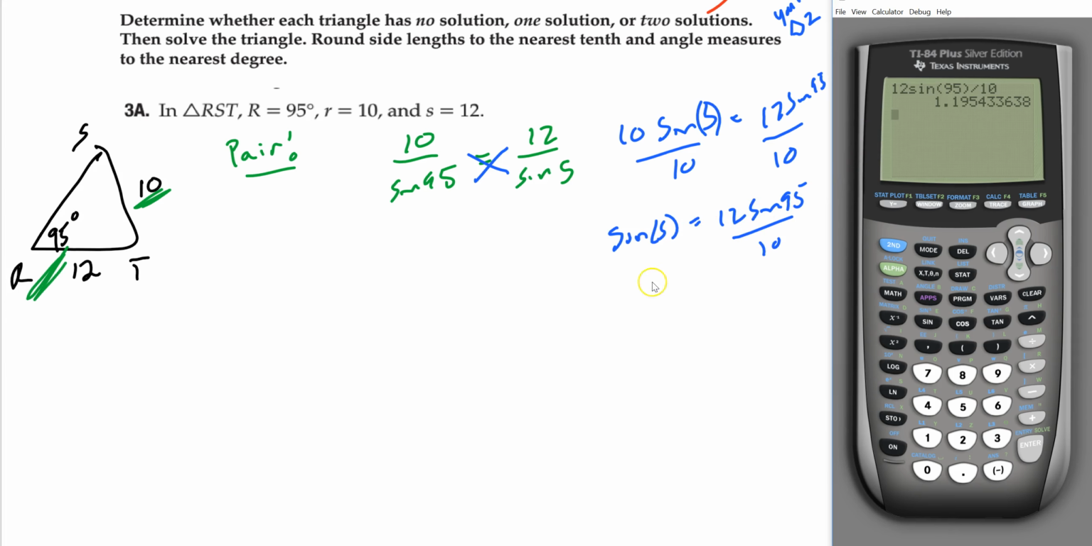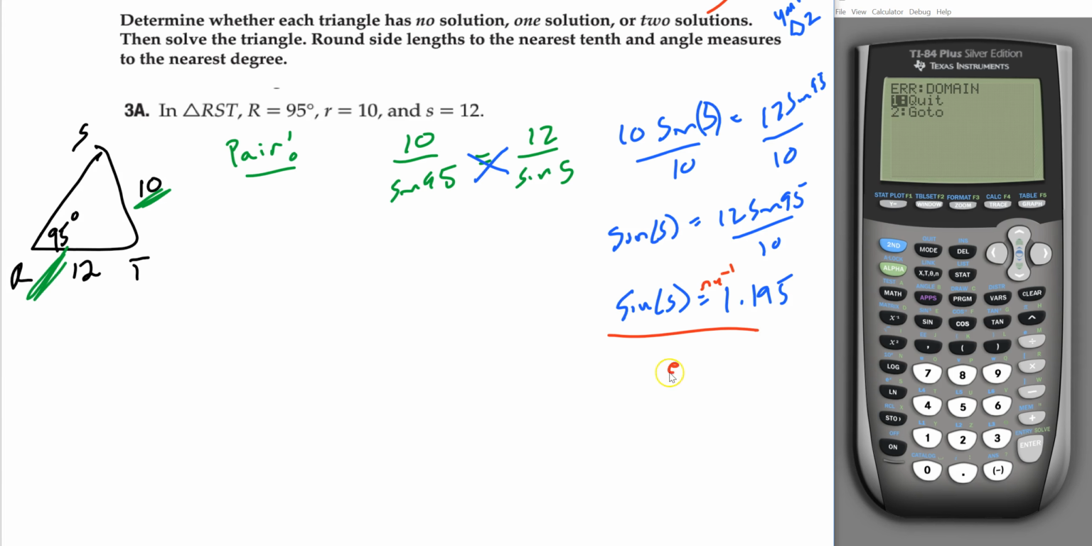I plugged it in my calculator off camera to save you guys time. I get 1.195. Now, based on the last lesson, hopefully something's a little off there. Remember, sine and cosine can't be more than 1 or less than negative 1. So it doesn't work. That's going to mean error. And I could try it. Remember how to get rid of sine? Sine inverse both sides. If I do sine inverse of my answer, it says domain error. That's an error, too big. So if I try to do sine inverse, I get error. So this means no solution, no triangle.